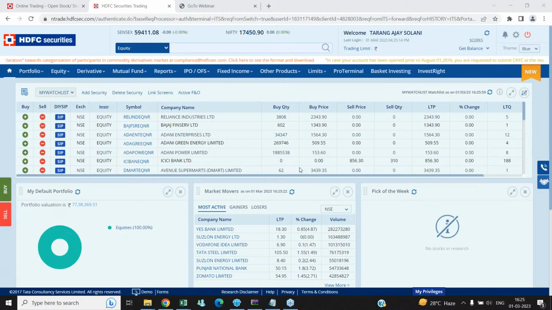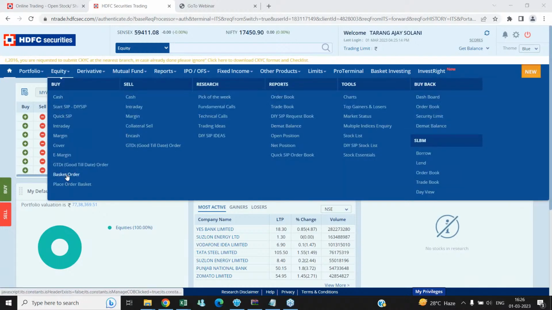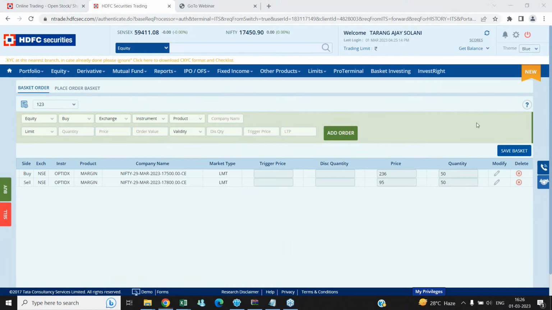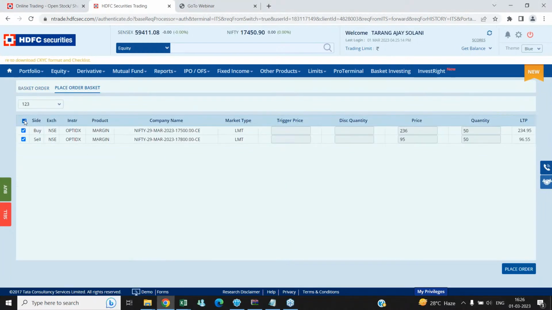So I think there are no more questions on baskets. So shall we conclude? Yeah, Tarang, you just saved your basket, right? You can save it and place it when the market opens. Yeah, that we can do. Rightly pointed out. If you want, you can save it in the market hours, as I did today. I have saved this basket, and once the market opens, I can place this order. But yeah, we cannot place this order before the market opens.